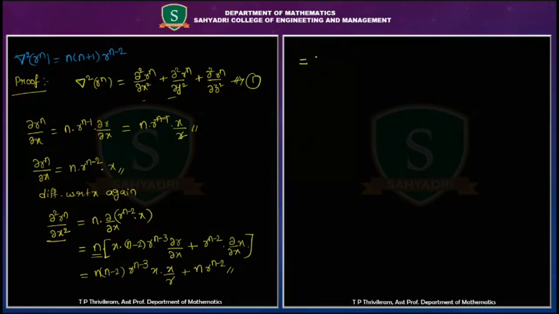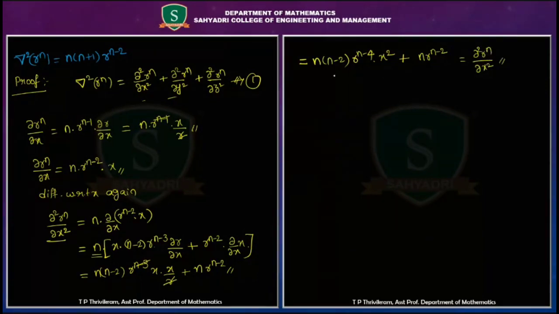So this one is equal to n into (n minus 2) into rⁿ⁻³. How much will you get? x². Here one r gets cancelled, right? So how much will you get? We have to reduce one again. n minus 4. So you'll get rⁿ⁻⁴ x². Next, plus n into rⁿ⁻². Okay, so this is the value of ∂²rⁿ/∂x². Okay, so you have found this.